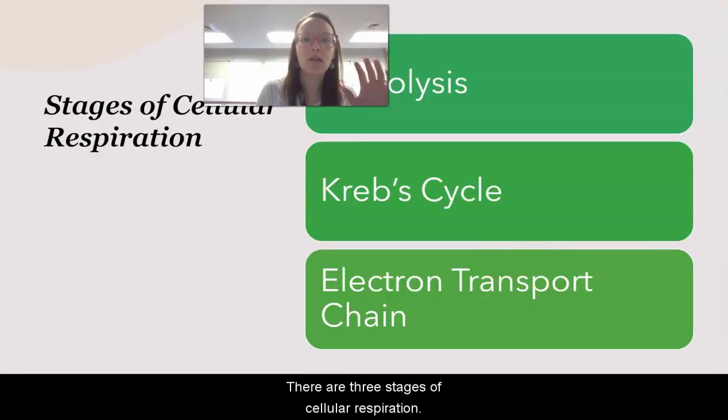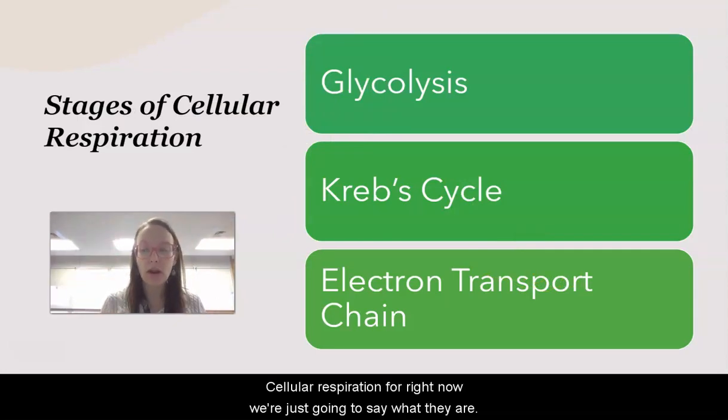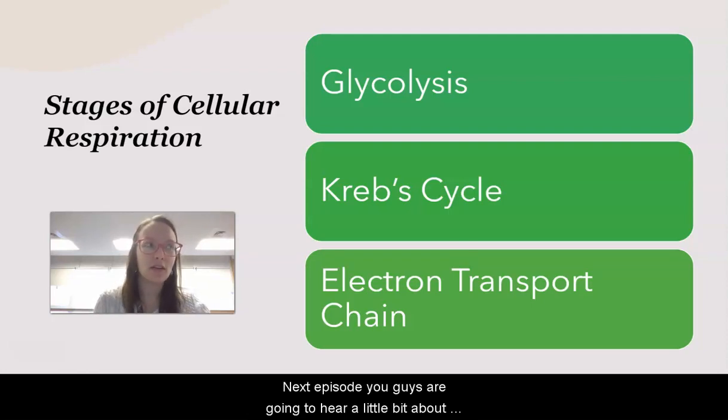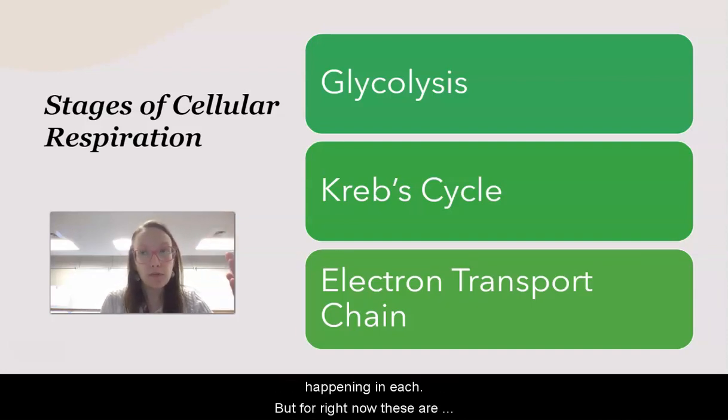So there are 3 different stages of cellular respiration. For right now, we're just gonna say what they are and the order that they're in. Next episode, we're gonna dive in a little bit more to what's actually happening at each. But for right now, these are the stages in order.